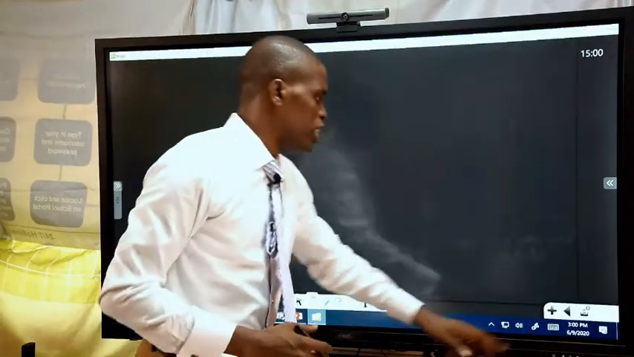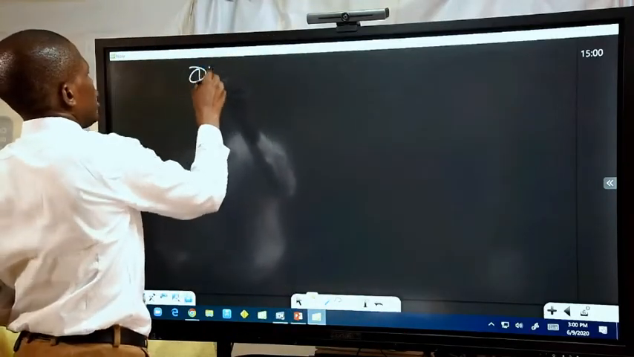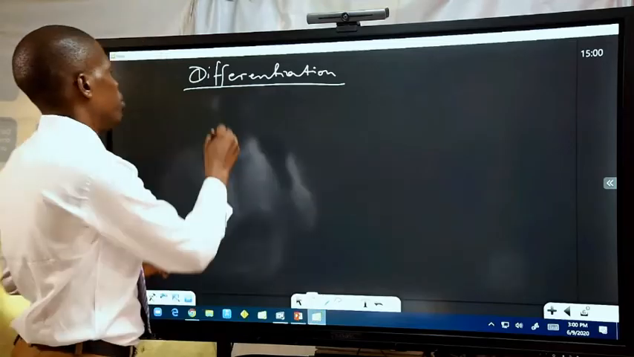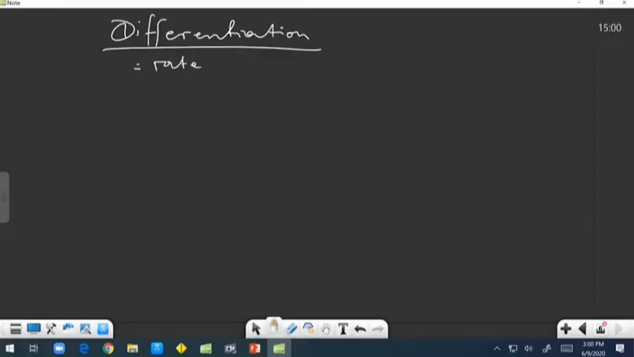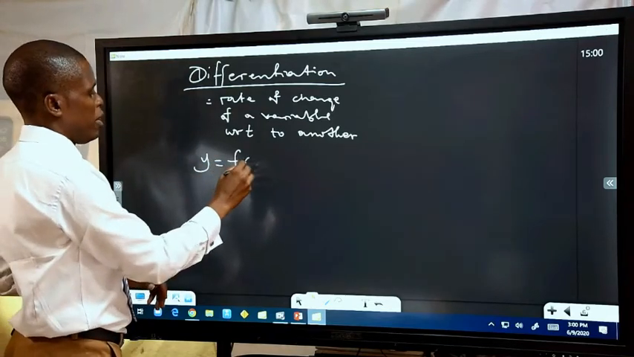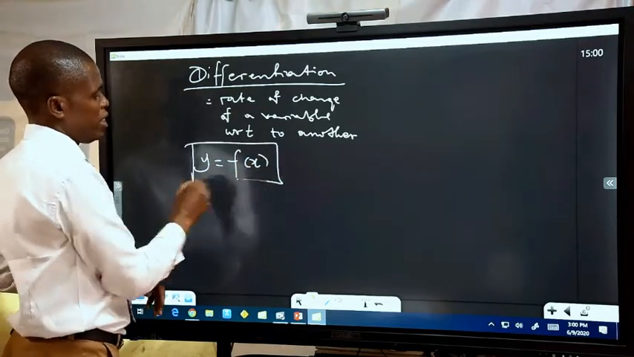The term differentiation is very important when you are dealing with the rate of change of a particular quantity with respect to another. Okay, differentiation is rate of change. Basically, you can say rate of change of a variable with respect to another. So let's see a function. y is equal to f of x. y is equal to f of x is a function.